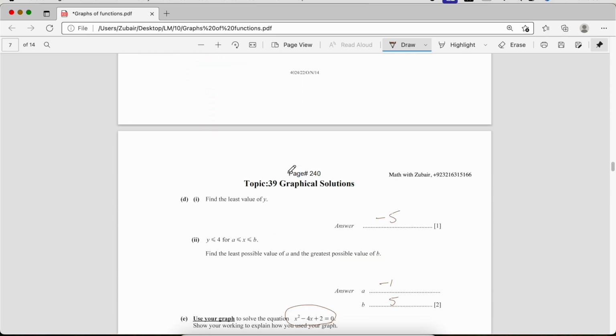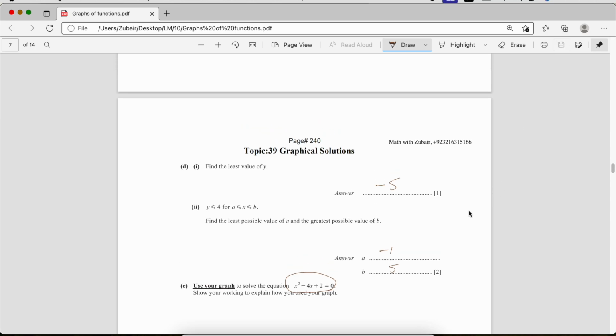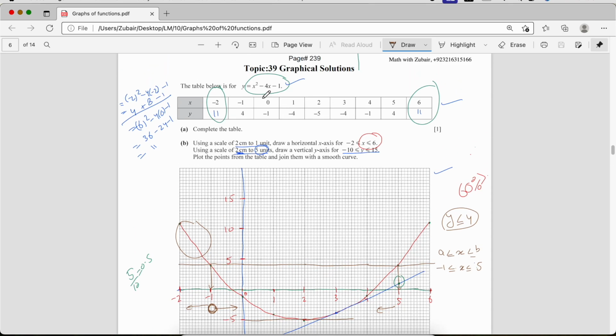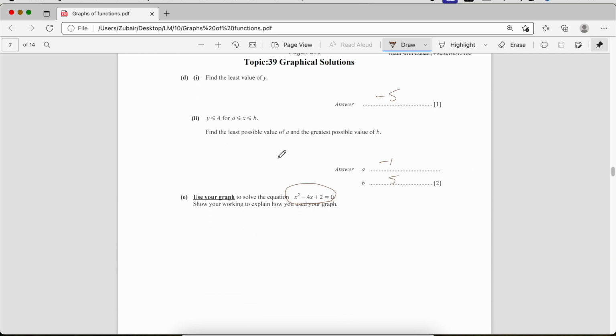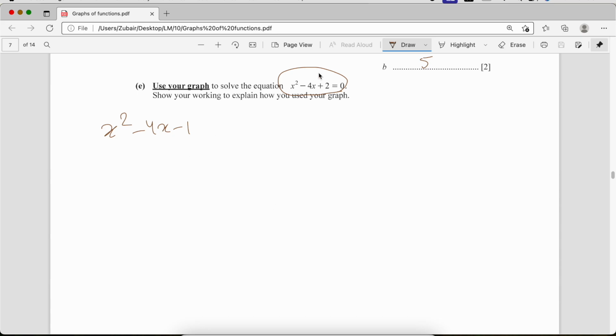This is the thing which I was talking to you the other day, that most of the schools, they tell you to draw this graph again and see where it is equal to 0. You don't have to do that. You just copy the original equation, which is x square minus 4x minus 1. Original equation copied. Then now I'm going to subtract this new equation.